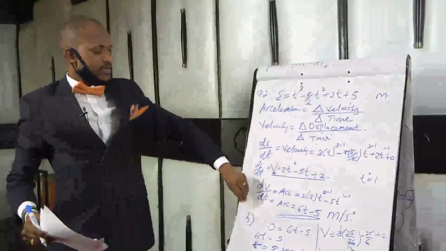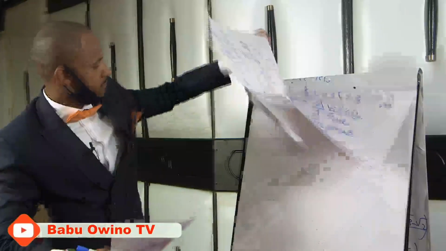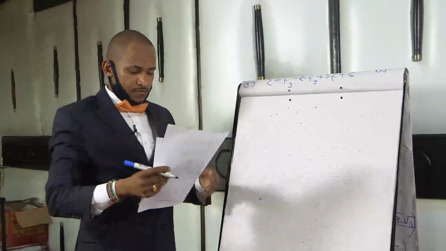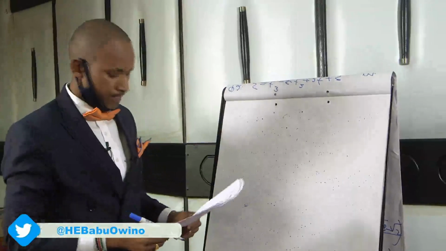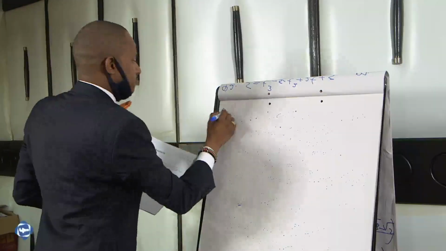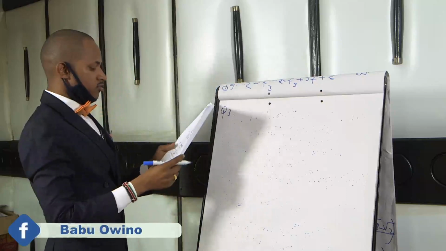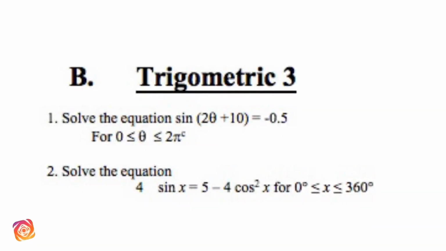So we are done with the questions on differentiation. Our next question is on trigonometry. So question number 3. Trigonometry, we are told to solve the equation sine of 2 theta plus 10 equals negative 0.5. But we are further advised for the values of theta less than or equal to 0, and not greater than 2 pi radians.